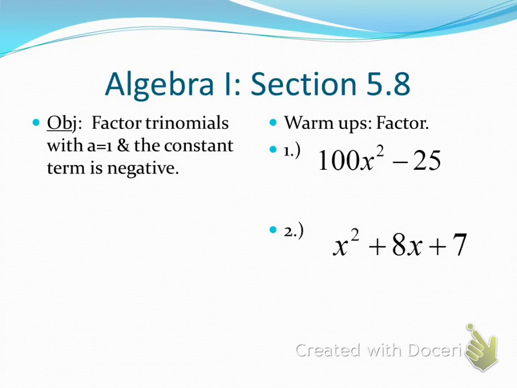All right, today we are doing section 5.8. It is very similar to what we were doing on Wednesday and Thursday last week with the factoring. Today we're going to factor trinomials with a negative constant.